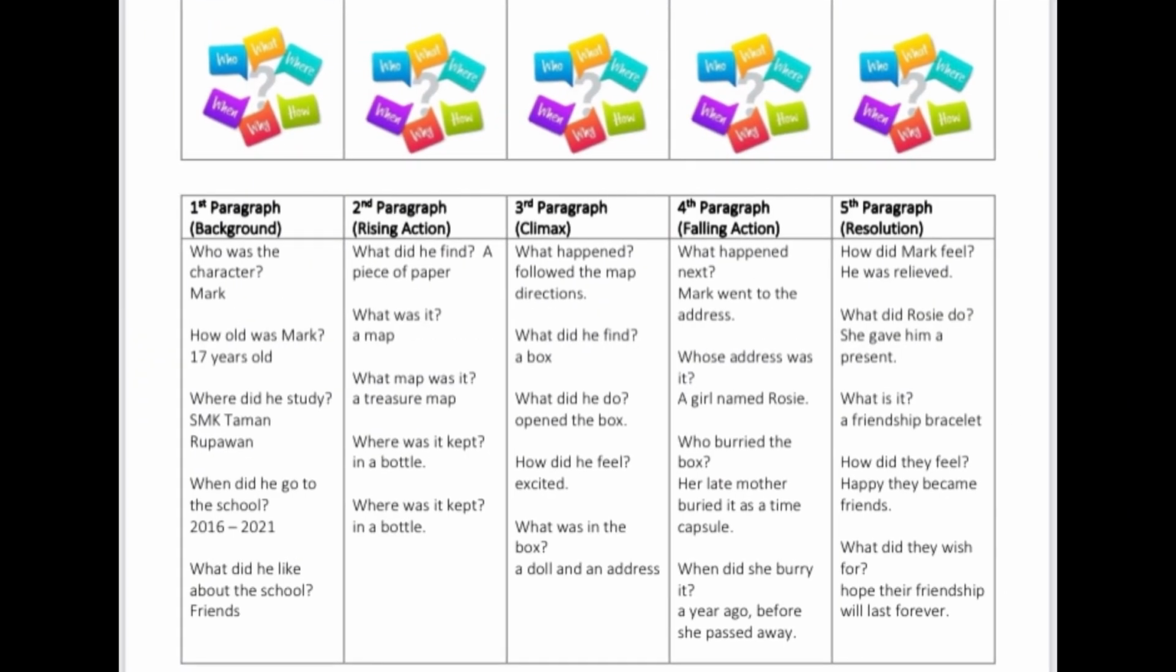If you still have problems to write this story, you may use this template to help you write. Now, this template has been divided into the 5 points in the story mountain. For each point, there are questions to be answered which you can write as one paragraph. You may download this template from the link below. Now please write your essay in the English exercise book.